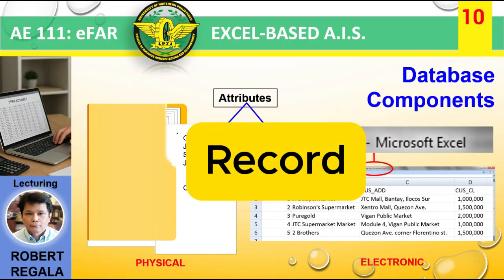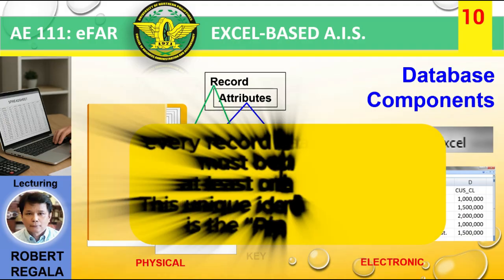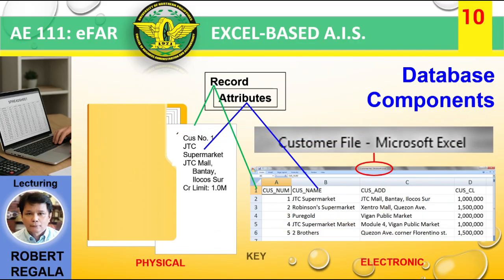Record. A record is a complete set of attributes for a single occurrence within an entity class. For example, a particular customer in the sample on the slide has customer number, name, address, and credit limit. This complete set is one occurrence or record within the class. To find a particular record within the database, we must be able to identify it uniquely. Therefore, every record in the database must be unique in at least one attribute. This unique identifier attribute is the primary key. Because no natural attributes such as a customer name can guarantee uniqueness, we typically assign artificial keys to records. In our example, the key for the customer info is the customer number.